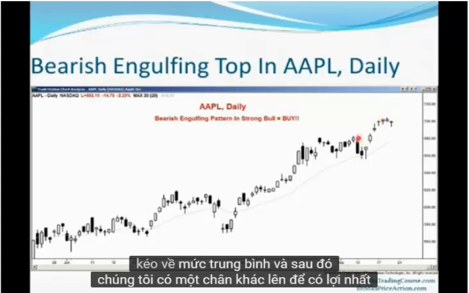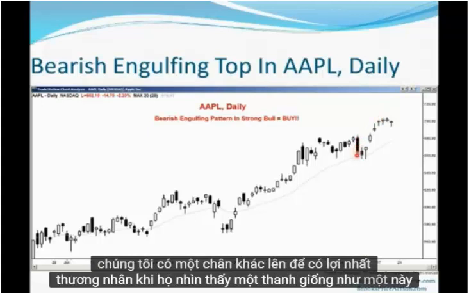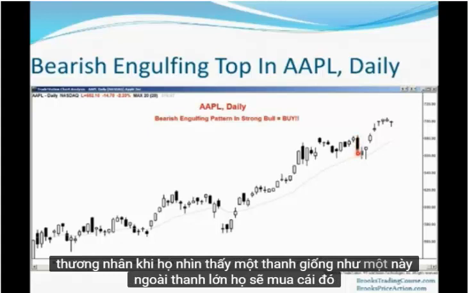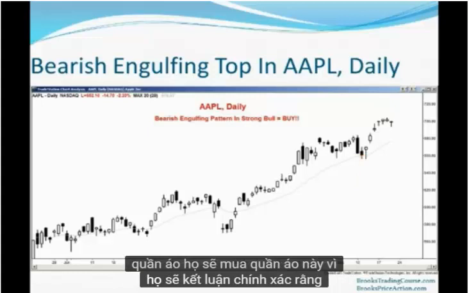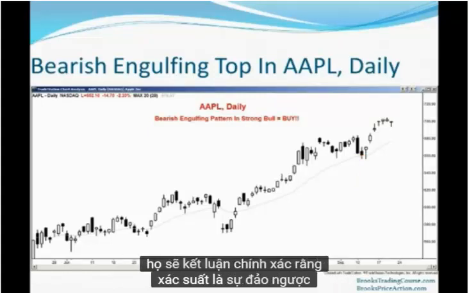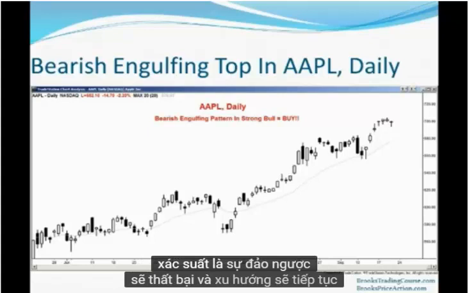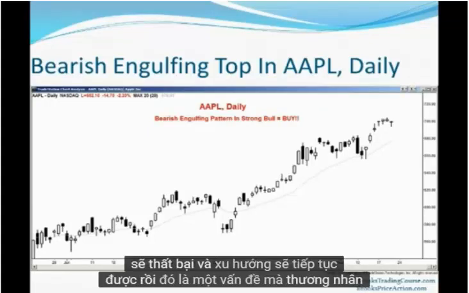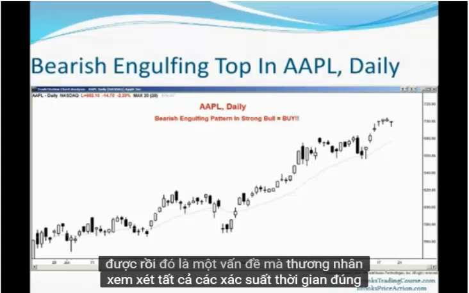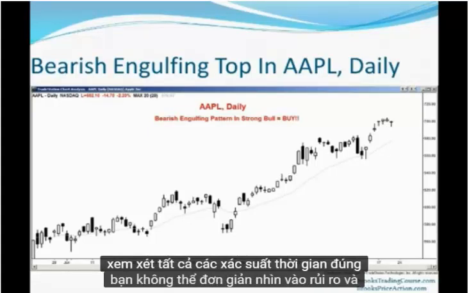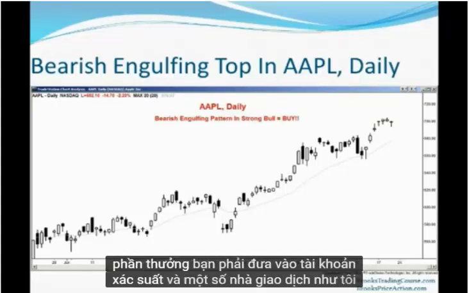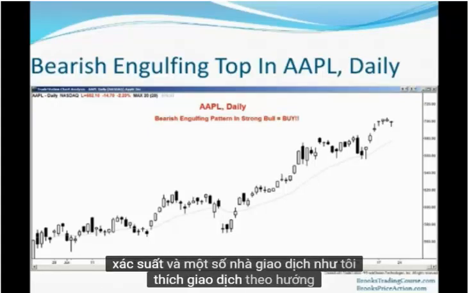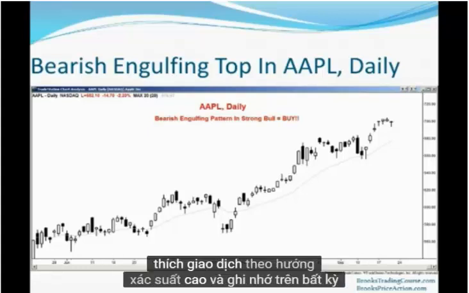So most profitable traders, when they see a bar like this, a big outside down bar, they'll buy that close. They'll buy this close because they're going to correctly conclude that the probability is that the reversal will fail and that the trend will resume. Okay? That's an issue that traders consider all the time. Probability, right? You cannot simply look at risk and reward. You have to take into account probability. And some traders, like myself, prefer to trade in the direction of the high probability.